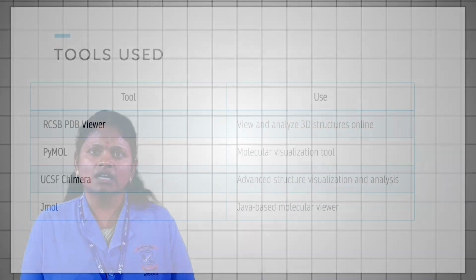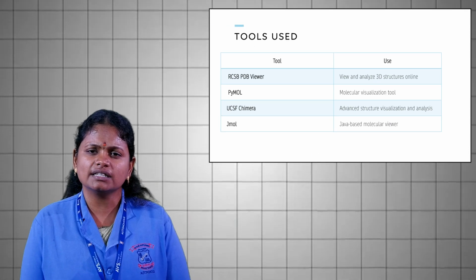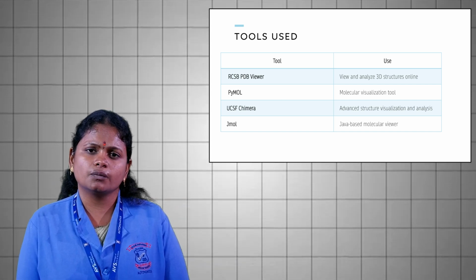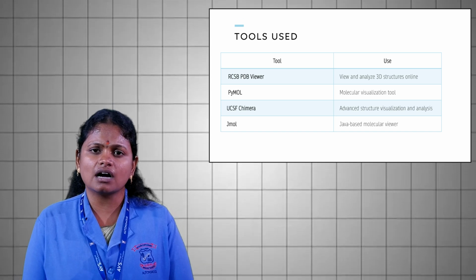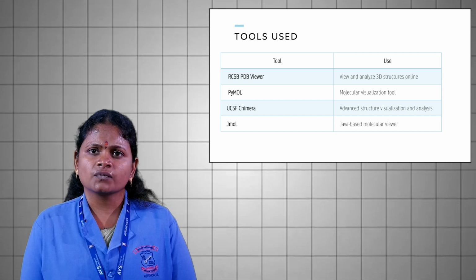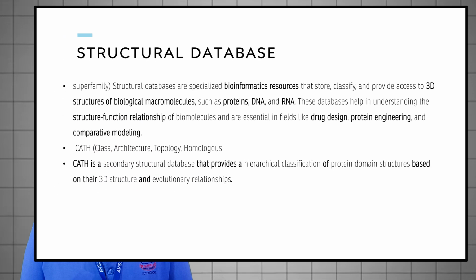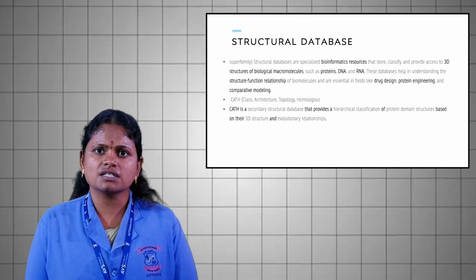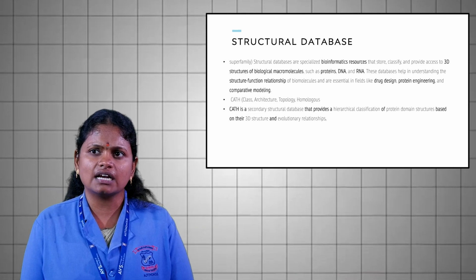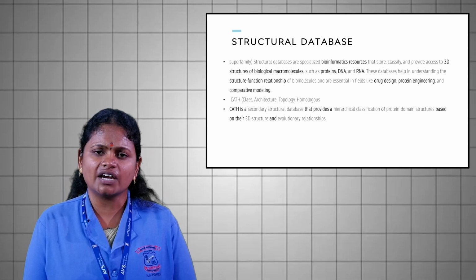Next, the tools mainly used. PDB, the Protein Data Bank, is usually used for structure predictions and software, using the PDB bioinformatics tool. It is used for sequence arrangement and visualization. Structural databases give 3D structure visualization, for DNA and RNA. They help in understanding the structure, function and relationship of biomolecules, and in drug design, protein engineering and comparative modeling.